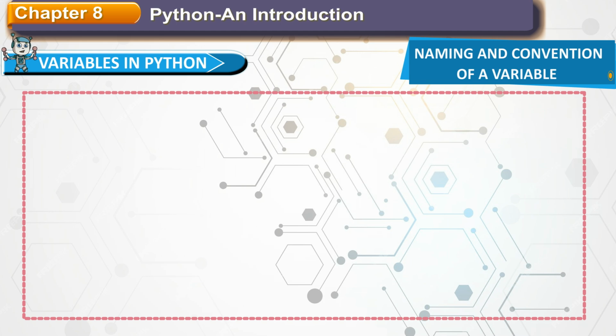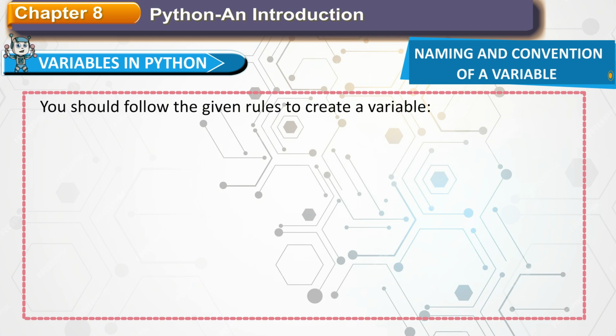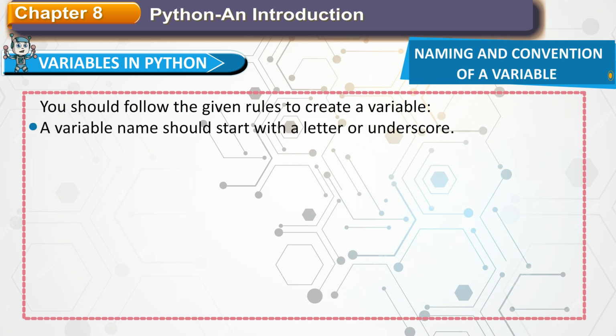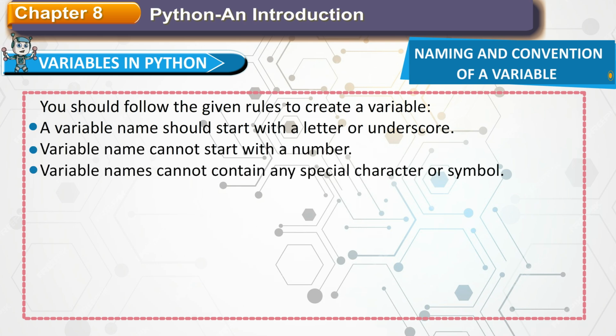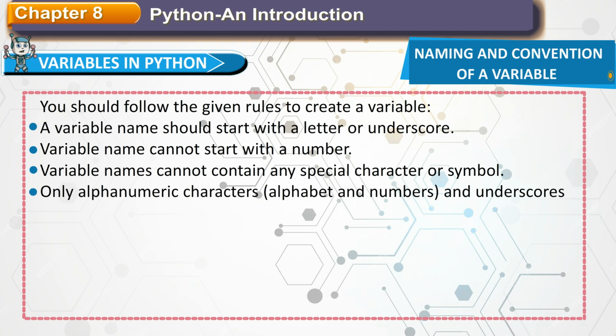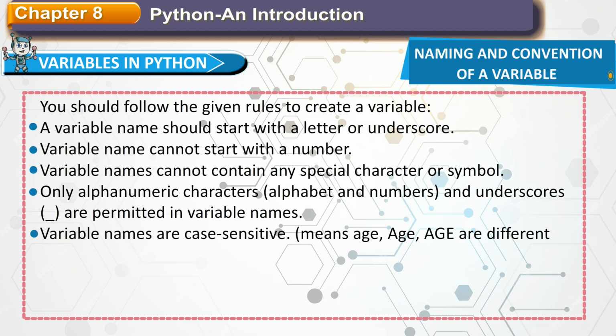Naming and convention of a variable. You should follow the given rules to create a variable. A variable name should start with a letter or underscore. A variable name cannot start with a number. Variable names cannot contain any special character or symbol. Only alphanumeric characters, that is alphabets and numbers, and underscore are permitted in variable names. Variable names are case sensitive. It means Age and age are different variable names.